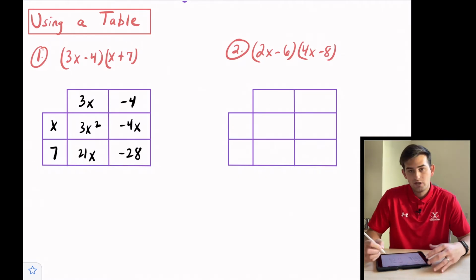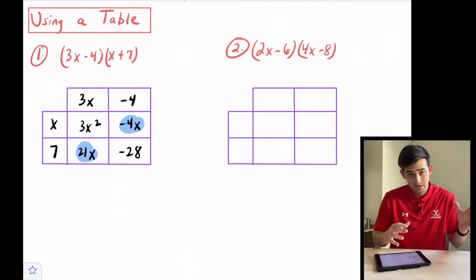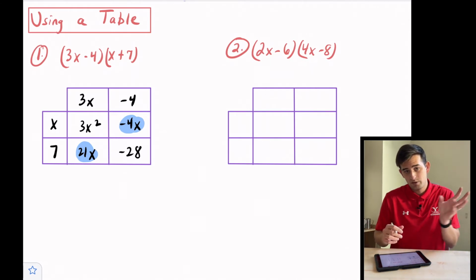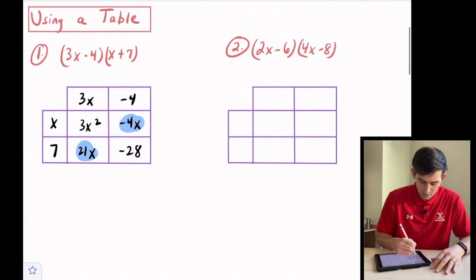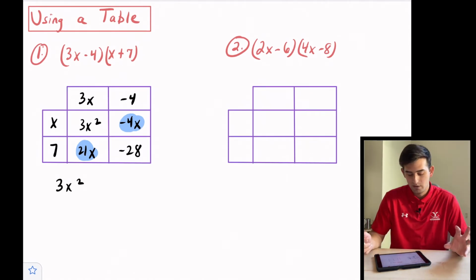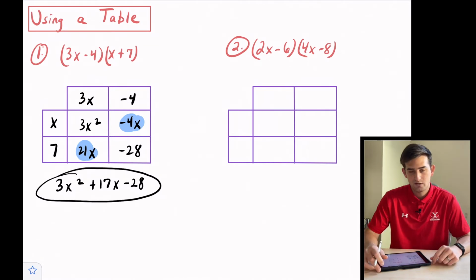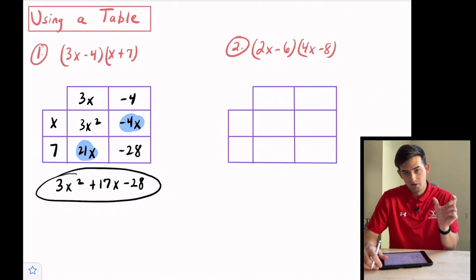So now all we do is we look at our like terms. So we have 21x and negative 4x. And we want to write these in standard form, so descending order from highest exponent to no exponent. So we're going to say 3x squared, and now we can combine those. So negative 4x plus 21x, so that's going to be plus 17x, and then lastly we have minus 28 at the end. Okay, so 3x squared plus 17x minus 28 would be our final answer. So notice how multiplying two binomials ends up with a trinomial. That's the case the majority of the time.